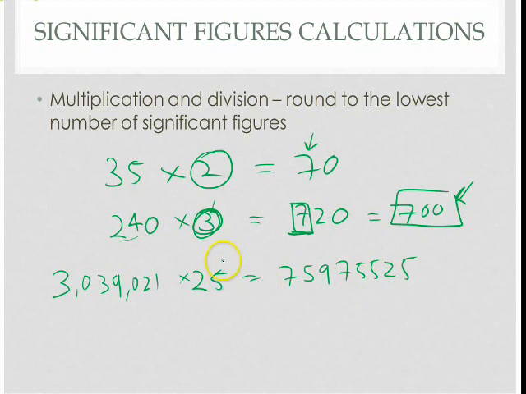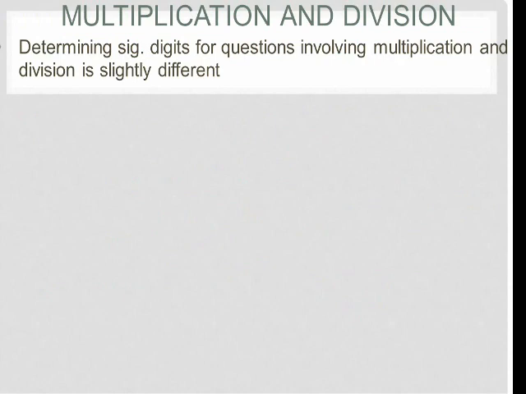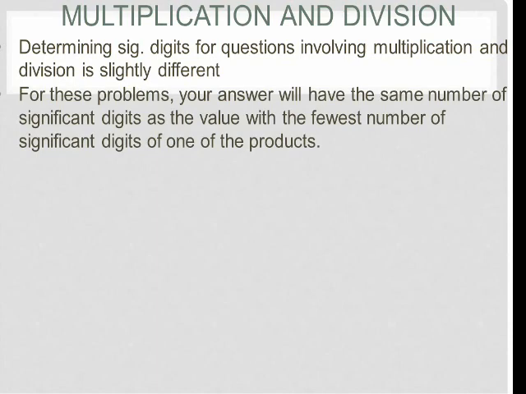And we only have two significant digits here. So our answer is going to be in two significant digits. So we're just going to round. That's going to be 7. We're going to round to this one. 76,000,000. So again, determining significant digits for questions with multiplication and division is slightly different. You have the same number of significant digits as the value with the fewest number of sig digits among the products.